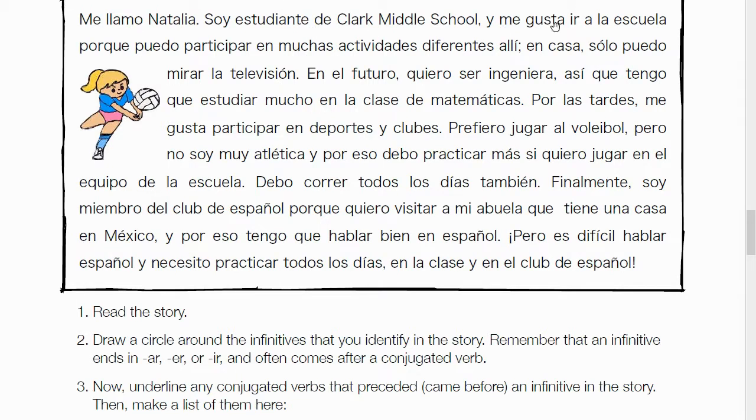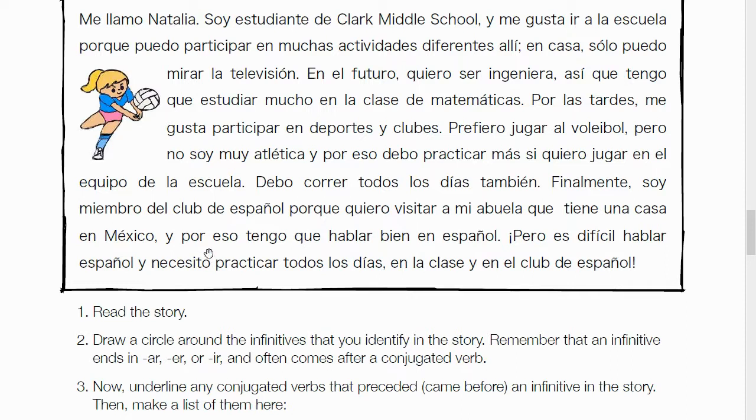So, what are we circling here? Ir and participar. They end in IR, AR. There's one more. Mirar. Okay, so we're just going to stick with these three lines for right now.